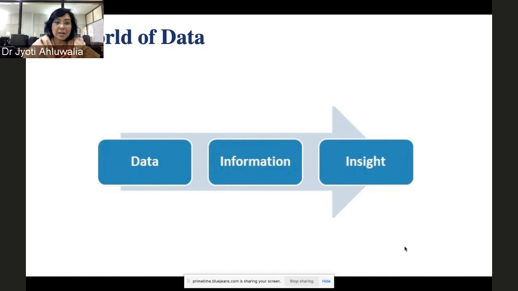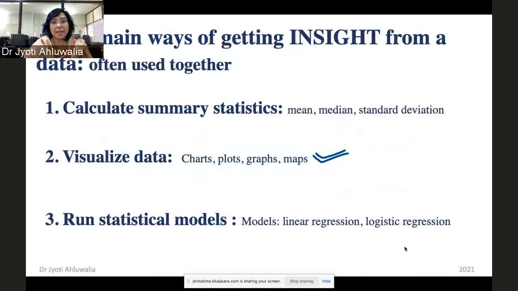So from data, we extract information. And from information, we extract insight. So how do we take this journey from data to insight is what we're going to look at today. There are three main ways of getting insight from a data. And all these three are very often used together. The first is to calculate summary statistics, such as mean, median, standard deviation, variance, and so on, and a host of other statistics that we calculate to try and understand data.